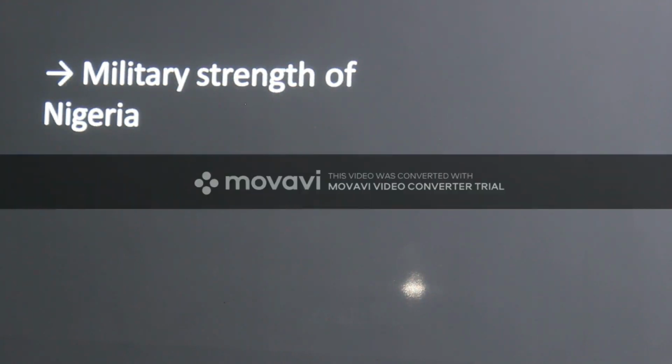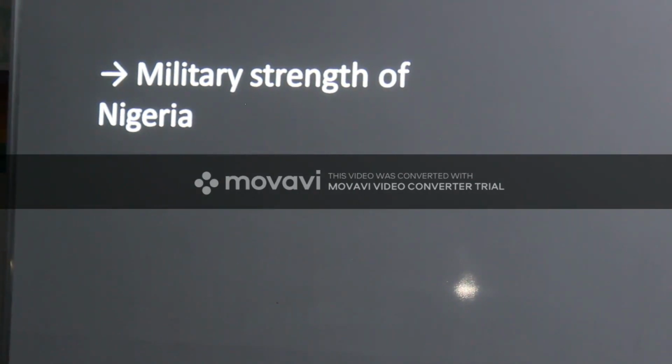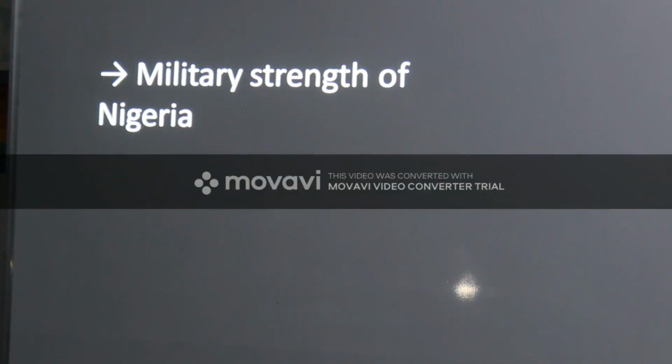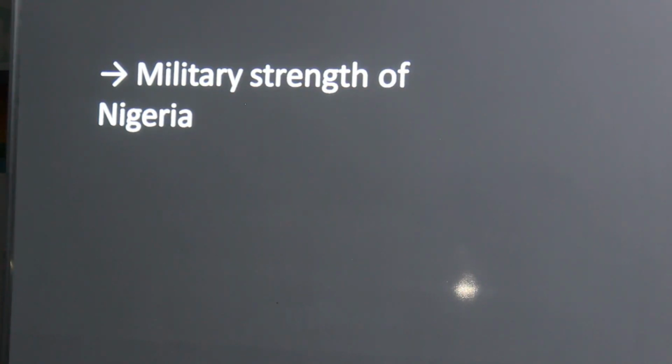The military strength of Nigeria also has a key role in influencing its foreign policy. Now, Nigeria in Africa is seen as one of the countries that has a very strong military background, and it has been sending soldiers to different countries of Africa to maintain peace. For example, soldiers from Nigeria were sent to Congo to quell the crisis in Congo.